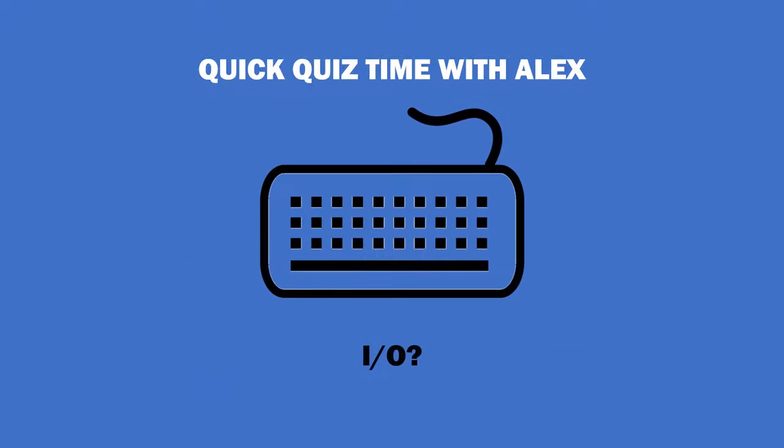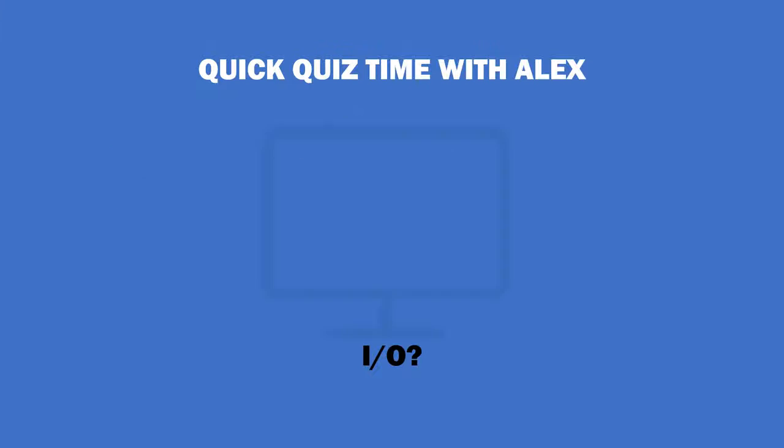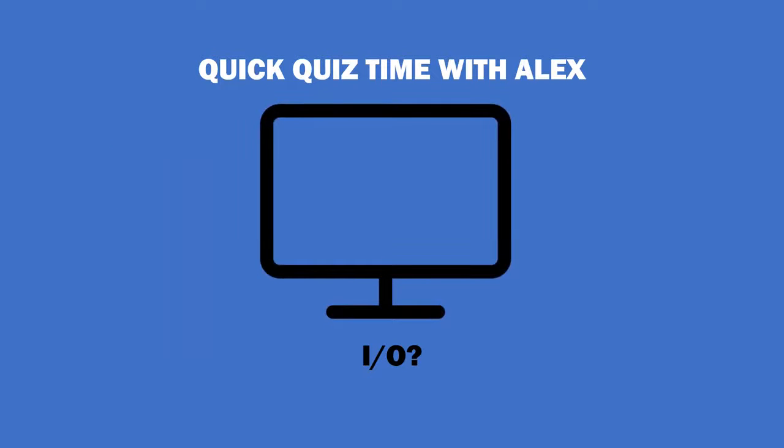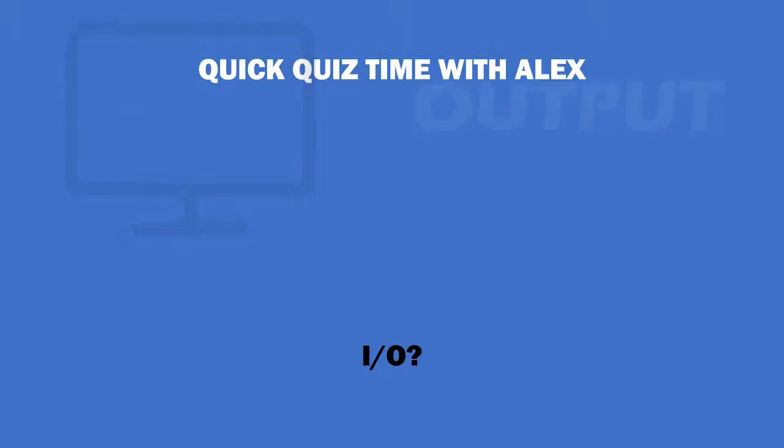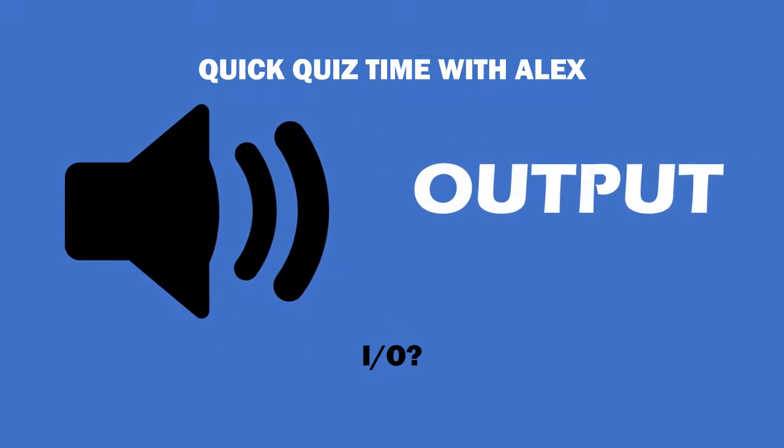Alright, now, just to test you, let's do quick quiz time with Alex. Is a keyboard an input or output? Okay, yeah, it's an input, come on. But what about a screen? Is that an input or output? This one is an output. What about speakers? Input or output? Output as well, awesome.